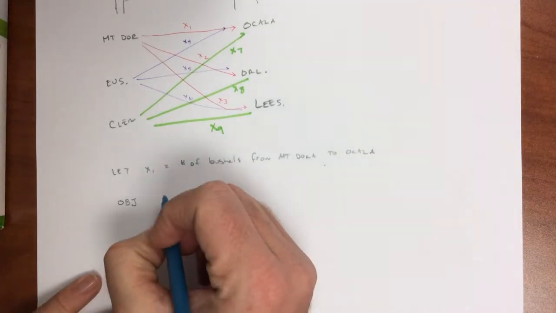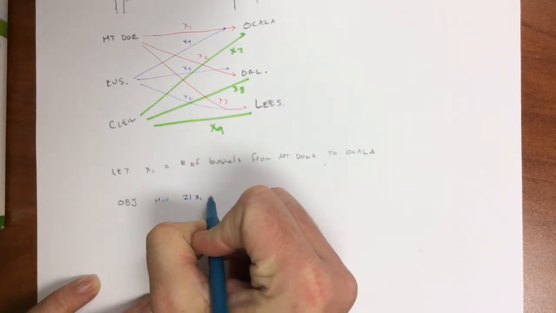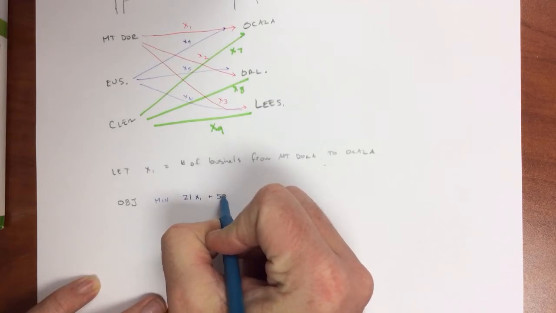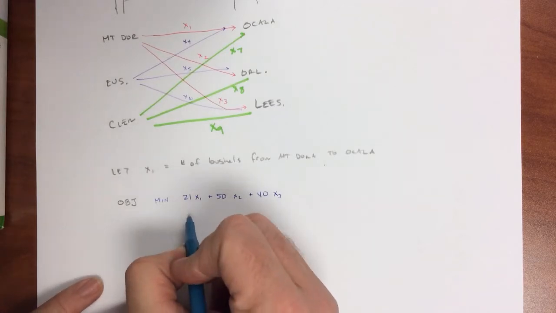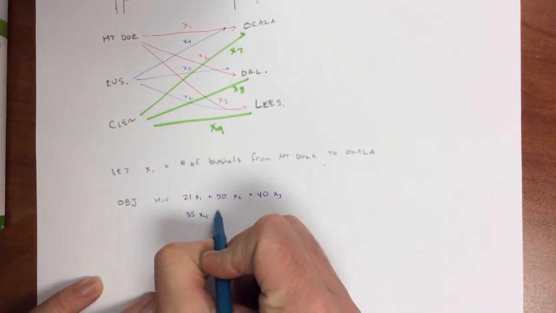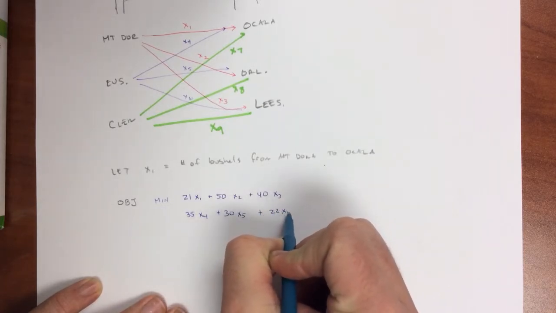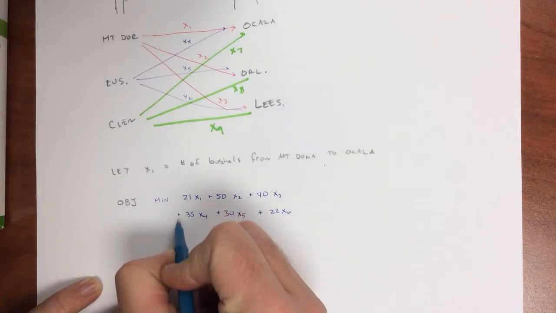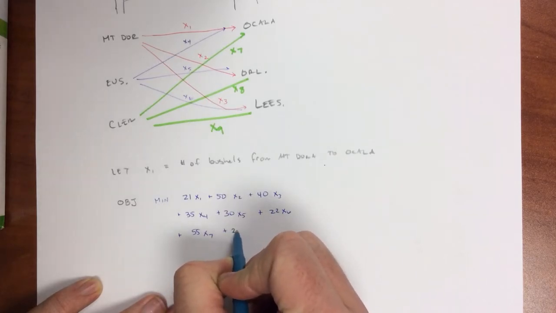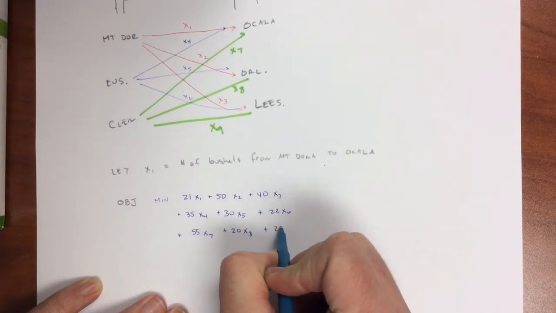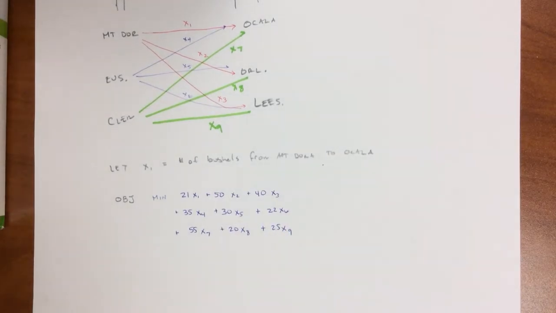So let's write this out. The objective is to minimize 21 X1 plus 50 X2 plus 40 X3 plus 35 X4 plus 30 X5 plus 22 X6 plus 55 X7 plus 20 X8 plus 25 X9. So that there is our objective function.